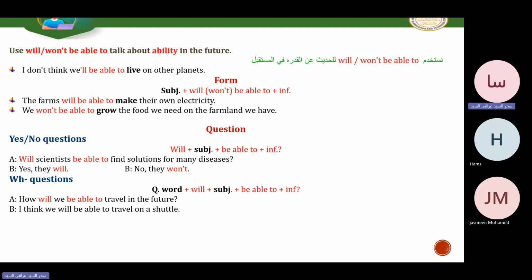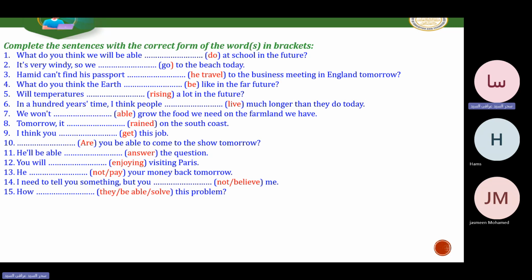Okay, let's check what we have understood. Number one: what do you think we will be able to do at school in the future? Correct the verb between brackets. It's very windy, so we go to the beach today. Hamid can't find his passport. He traveled to the business meeting in England tomorrow. What do you think the Earth be like in the far future? Will temperatures rise a lot in the future? In 100 years' time, I think people live much longer than they do today.